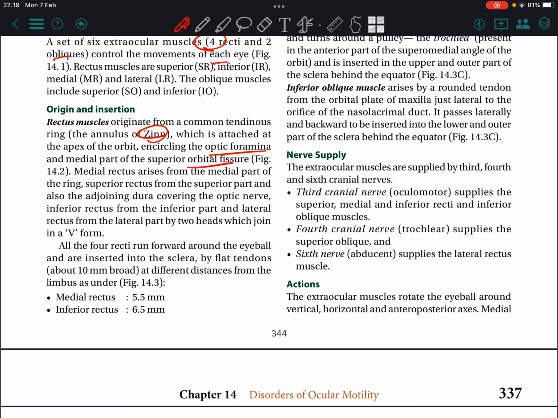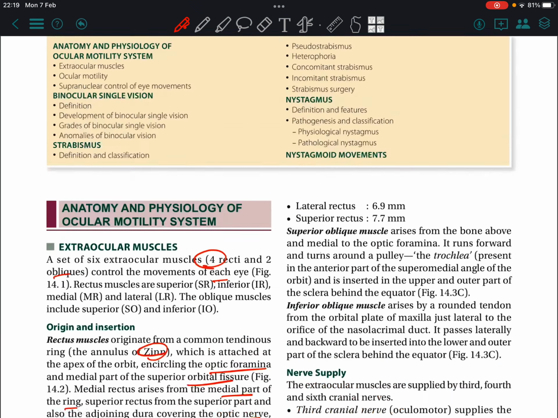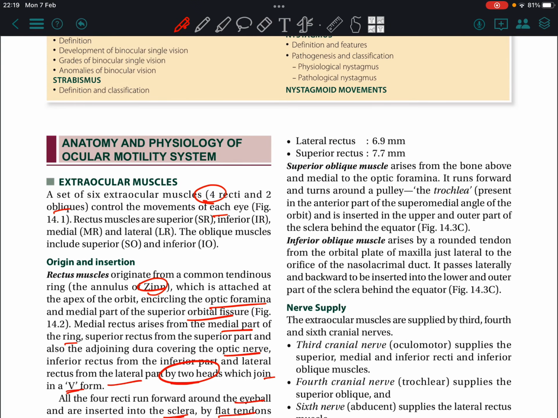The medial rectus arises from the medial part of the ring, the superior rectus from the superior part, also adjoining the dura covering the optic nerve, the inferior rectus from the inferior part, and the lateral rectus from the lateral part by two heads which join in a V form. All 4 recti run forward around the eyeball and are inserted into the sclera by flat tendons about 10 mm broad at different distances from the limbus: medial rectus 5.5 mm, inferior rectus 6.5 mm, lateral rectus 6.9 mm, superior rectus 7.7 mm.